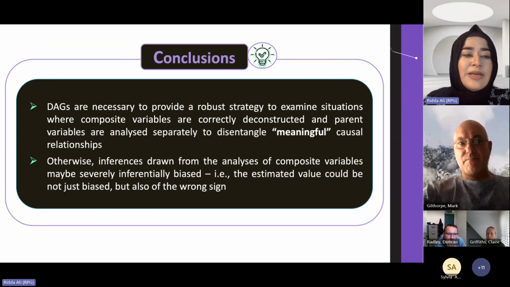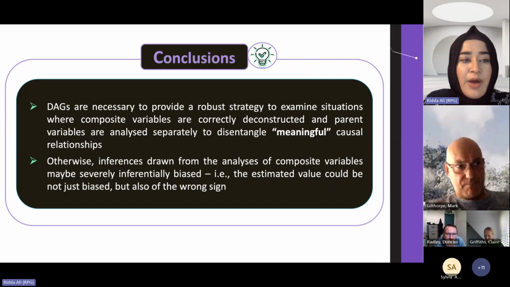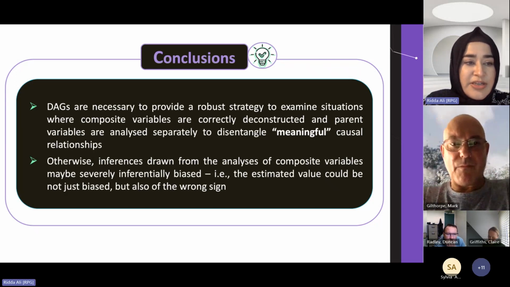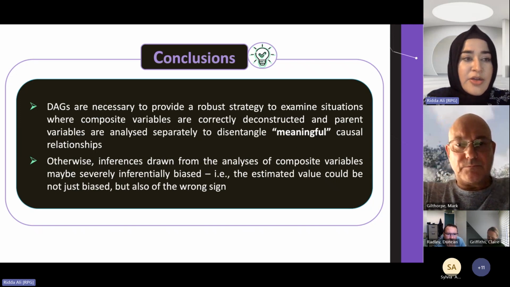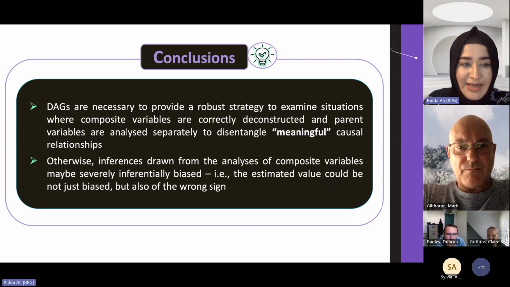So the key take-home messages are that DAGs are required to provide a robust strategy for investigating the situation in which composite variables are correctly deconstructed and the parent variables are separately analyzed to disentangle meaningful causal relationships. Otherwise, inferences drawn from the analysis of composite variables may be significantly inferentially biased. The estimated value may not only be biased, but also of the incorrect sign.